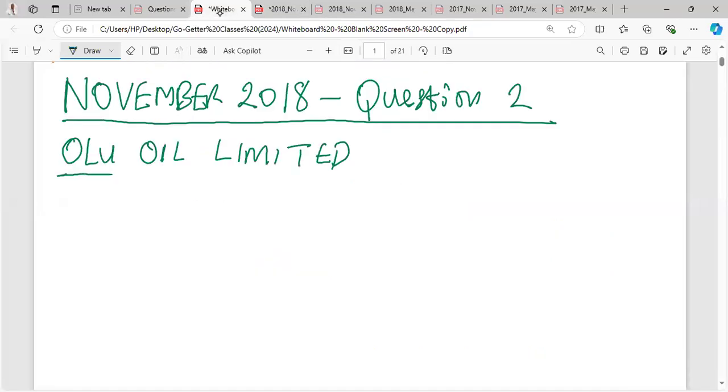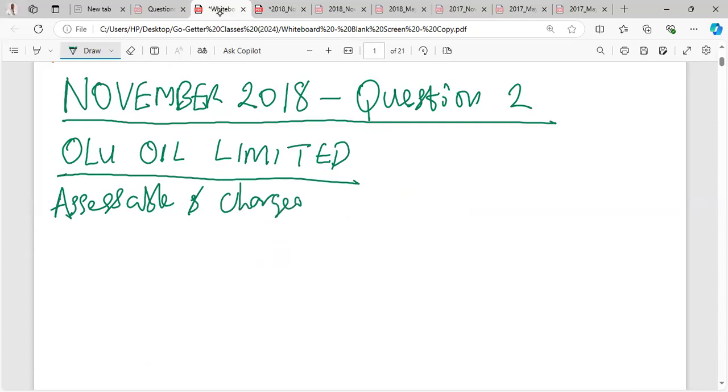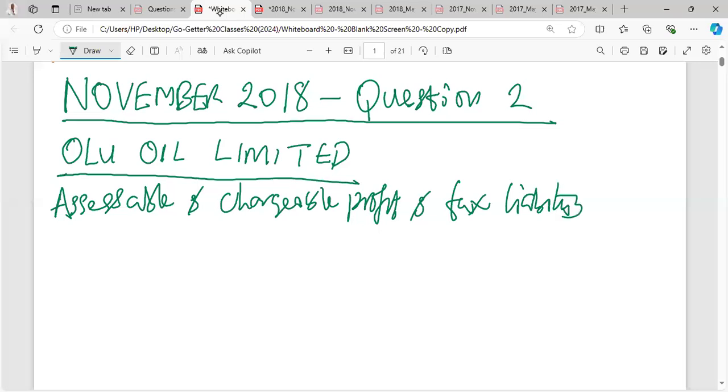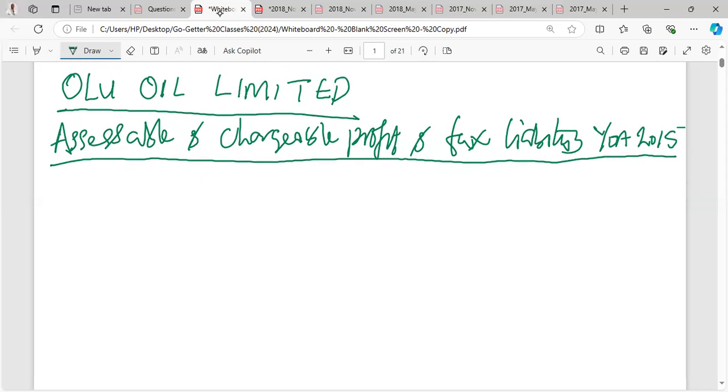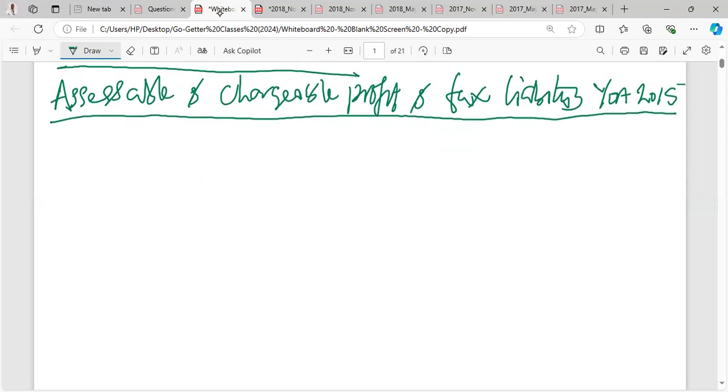So this is the tax person we are preparing this account for. So we are preparing assessable and chargeable profits, and tax liability, year of assessment 2015. Now I want to assume this is your appendix. I will not be writing the report here. We'll be referring to the report. We are just concerned about the calculations.